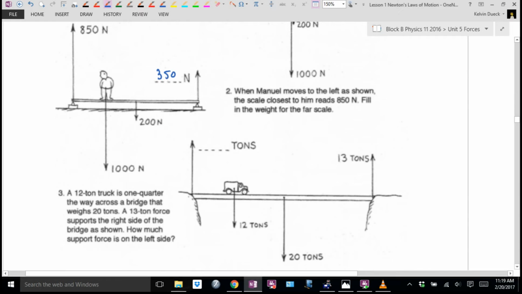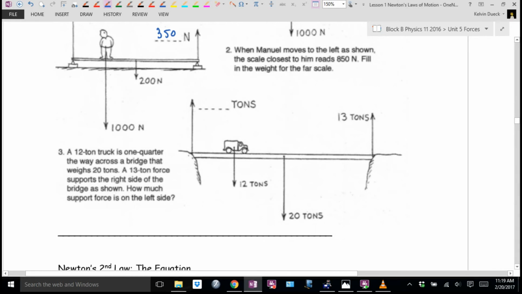Third one here. Now we're going to be measuring force in tons. That's part of the imperial system, pounds and tons. But a 12-ton truck is 1/4 of the way across a bridge. The bridge weighs 20 tons. On the right-hand side, there's 13 tons of force pushing up. What must be pushing up on the left-hand side? Well, is the bridge and truck sinking into the ground like quicksand? Is it flying into the air like Superman? Then the forces must be, I'm looking for a word that begins with the letter B, balanced. So, sorry? 19. I got 32 down. I have to have 32 tons up.